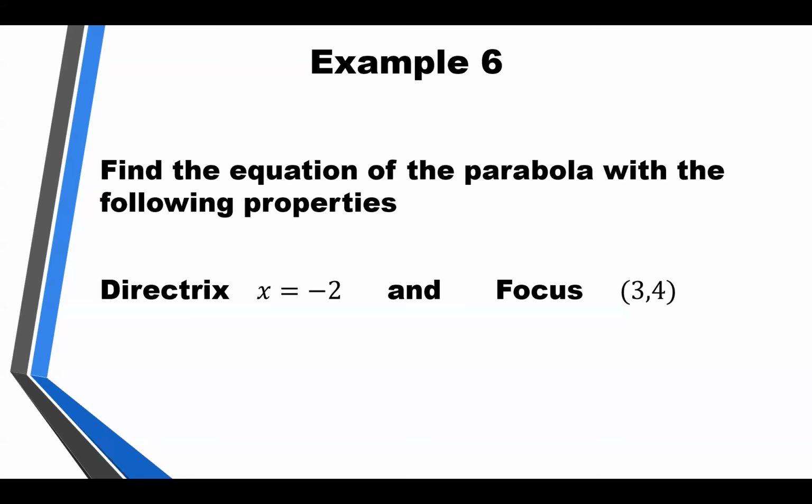Obviously, we don't always have to be given just the vertex and the focus. We can be given other information for our parabola, and that's what example 6 does. Find the equation of the parabola with the following properties. The parabola has directrix x equals -2, and focus of the point 3, 4.